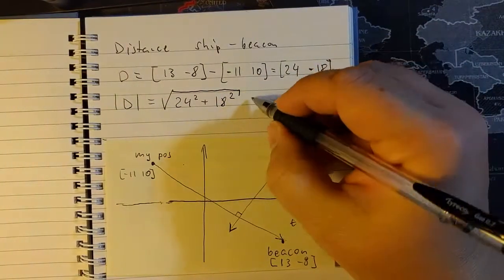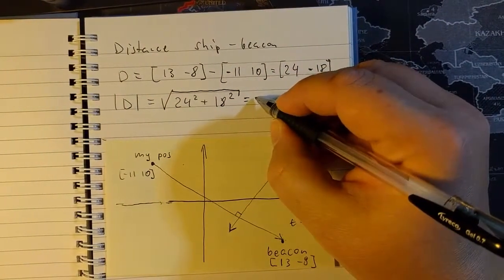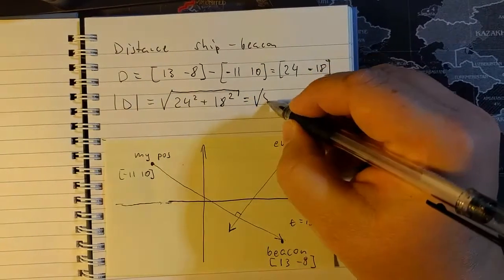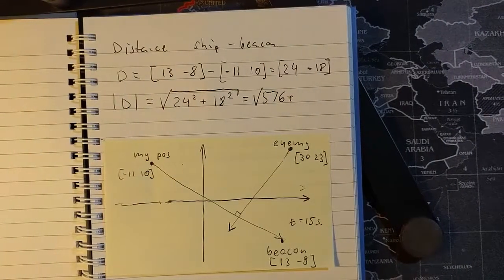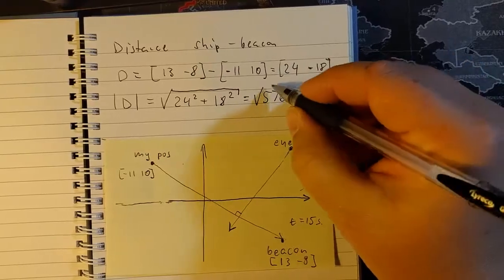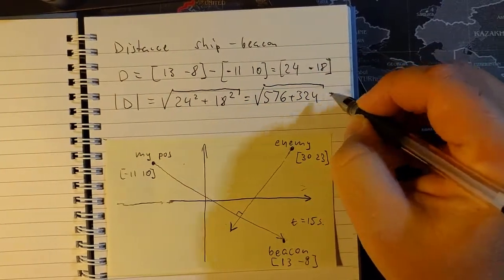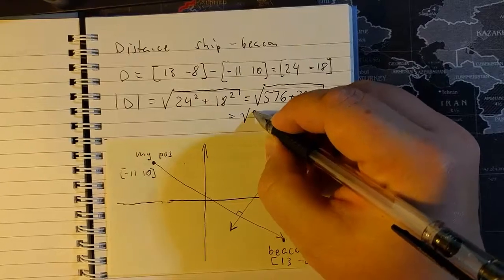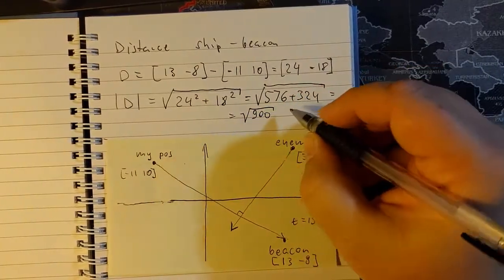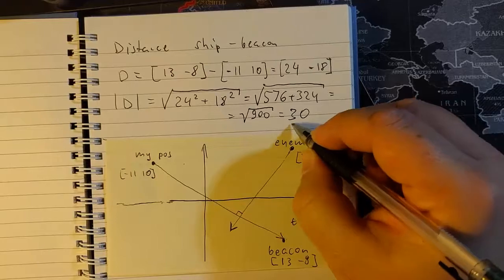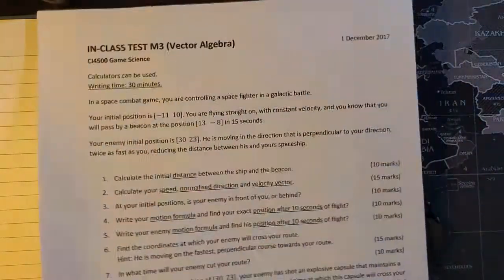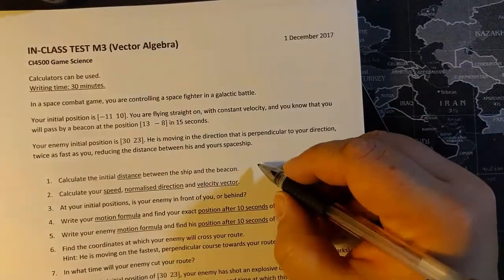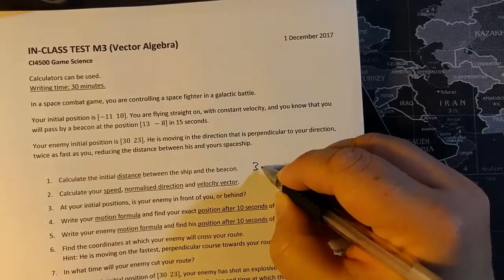The square root ends here, so calculating this further, 24 squared is 576 plus 18 squared is 324. These two numbers added together give 900, and the square root of 900 is 30. We have the first answer, which I will add to this sheet: 30.